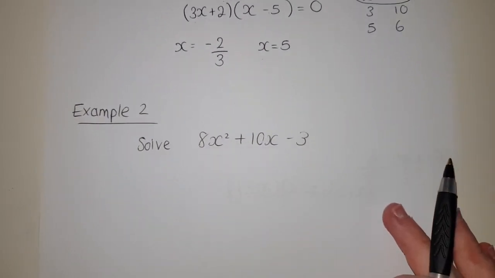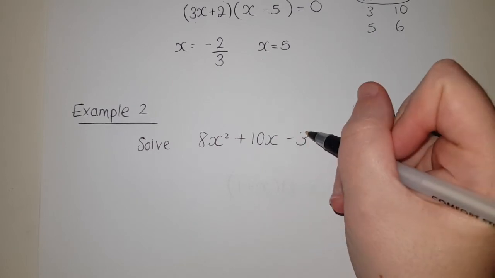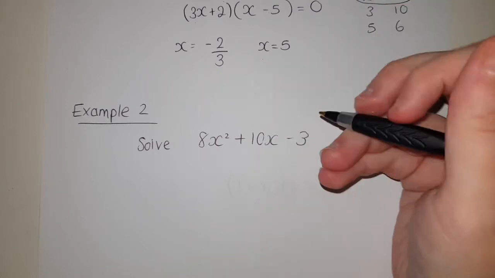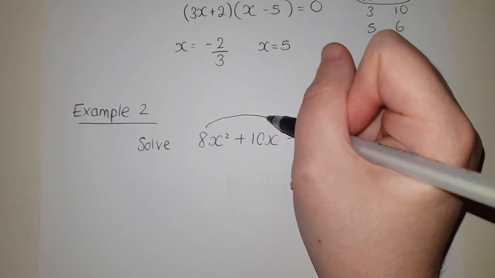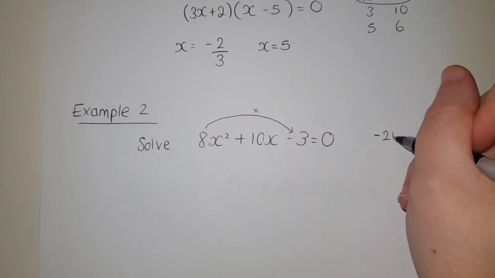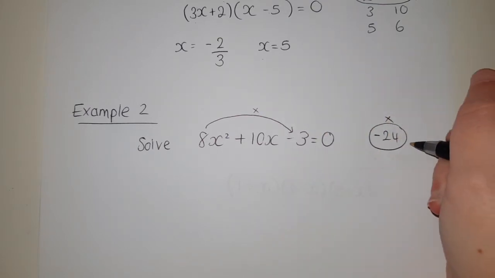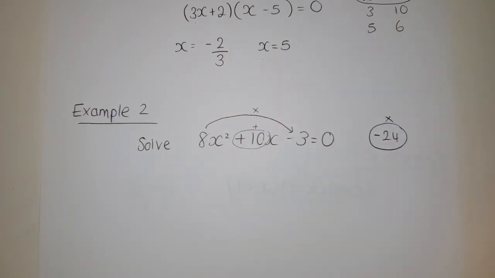So what I would say is pause the video and have a go at this one. And then listen through and just make sure you're getting it right. So I forgot the equals 0 on there. All you're going to do is first term multiplied by the end one. So 8 times minus 3 is minus 24. So we're looking for two numbers that multiply to make minus 24, but still add together to give us a positive 10.